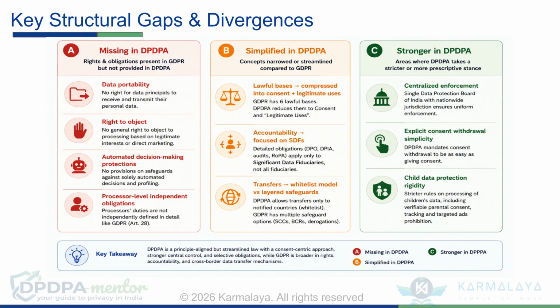When examining structural gaps, we note that features like data portability, the right to object, and explicit protections against automated decision-making are currently missing in the DPDPA, unlike in the GDPR. Conversely, the DPDPA streamlines certain concepts, such as compressing lawful bases into consent and legitimate uses, and places a stronger emphasis on centralized enforcement and child protection.